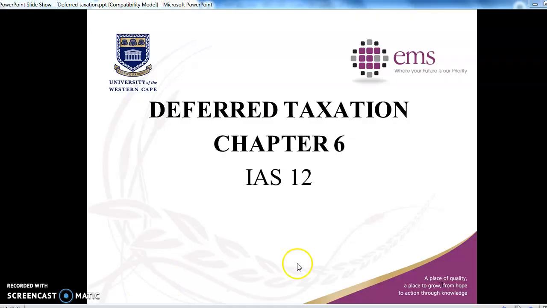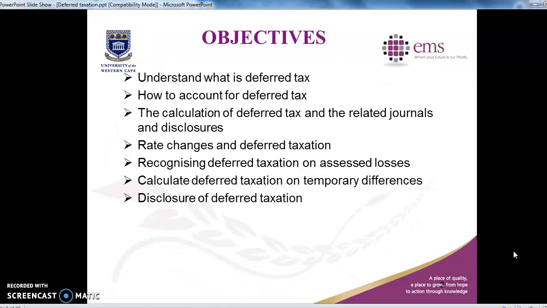Okay, so deferred tax. What are the objectives for this chapter? You need to understand what deferred tax is, how to account for deferred tax, the calculation of deferred tax related to journals and disclosures, rate changes and the effects on deferred taxation, recognizing deferred taxation on assessed losses, and calculating deferred tax on temporary differences, and also the disclosure, right? Always disclosure and presentation.